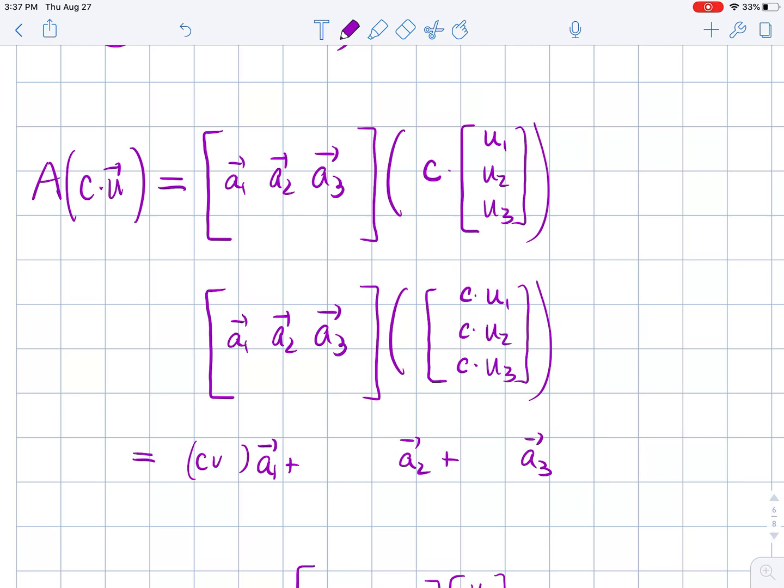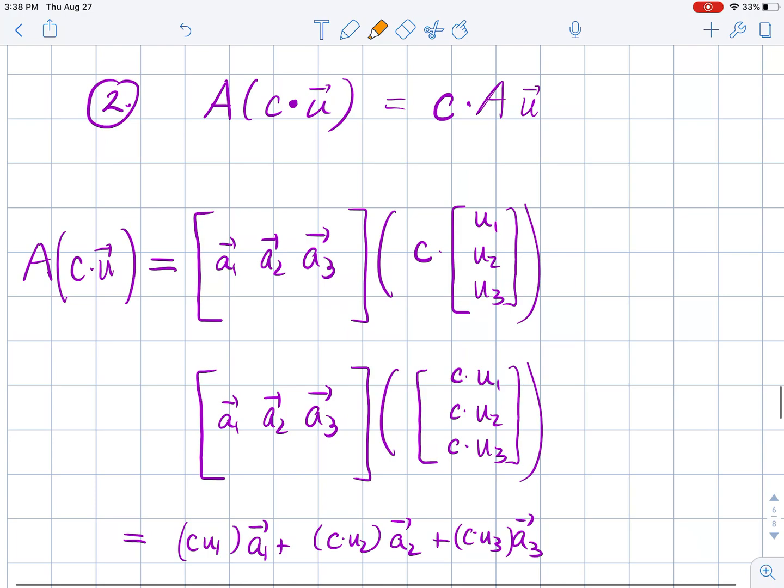It's going to be the first one, C times U1, the second entry, C times U2, and then the third entry, C times U3. So just some calculation. Again, what we're doing is the first entry times the first vector, plus the second entry times the second vector, then the third entry times the third vector.